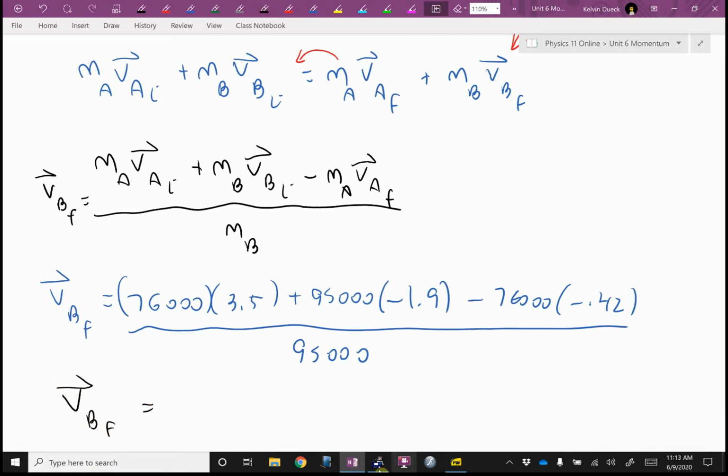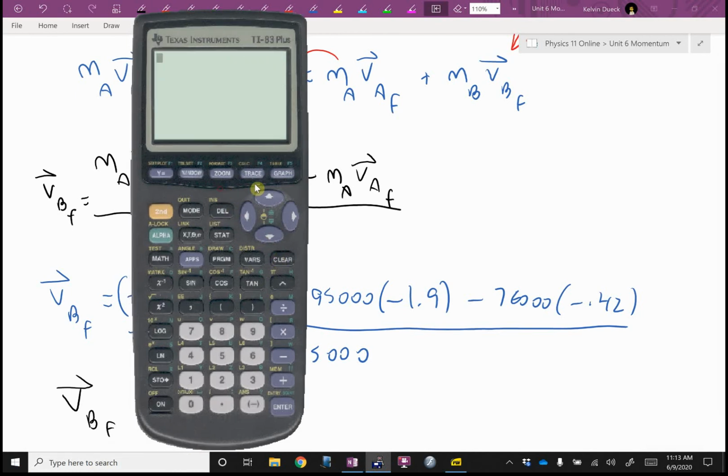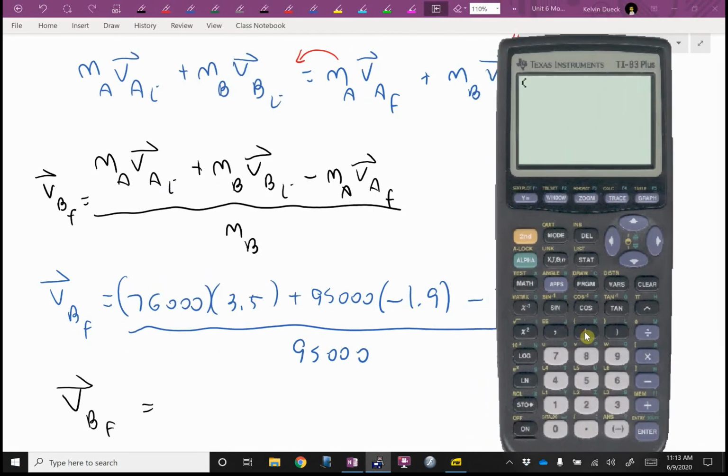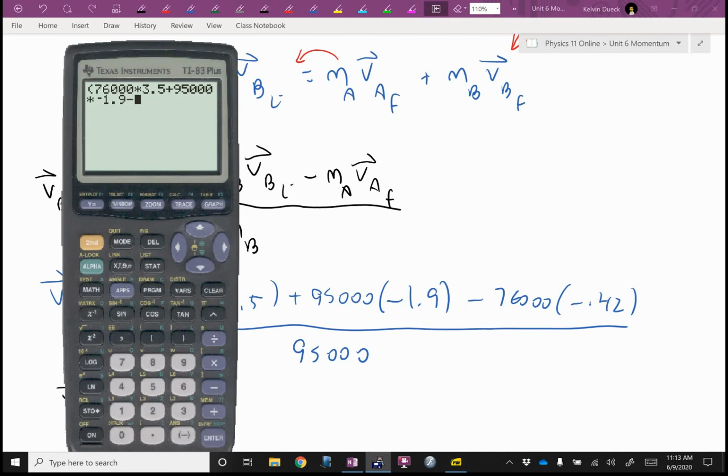Calculator time, brackets around the top. So bracket 76,000 times 3.5 plus 95,000 times negative 1.9 minus 76,000 times negative 0.42, close off the top, divided by 95,000. And I get positive 1.236. I'll call it 1.24.